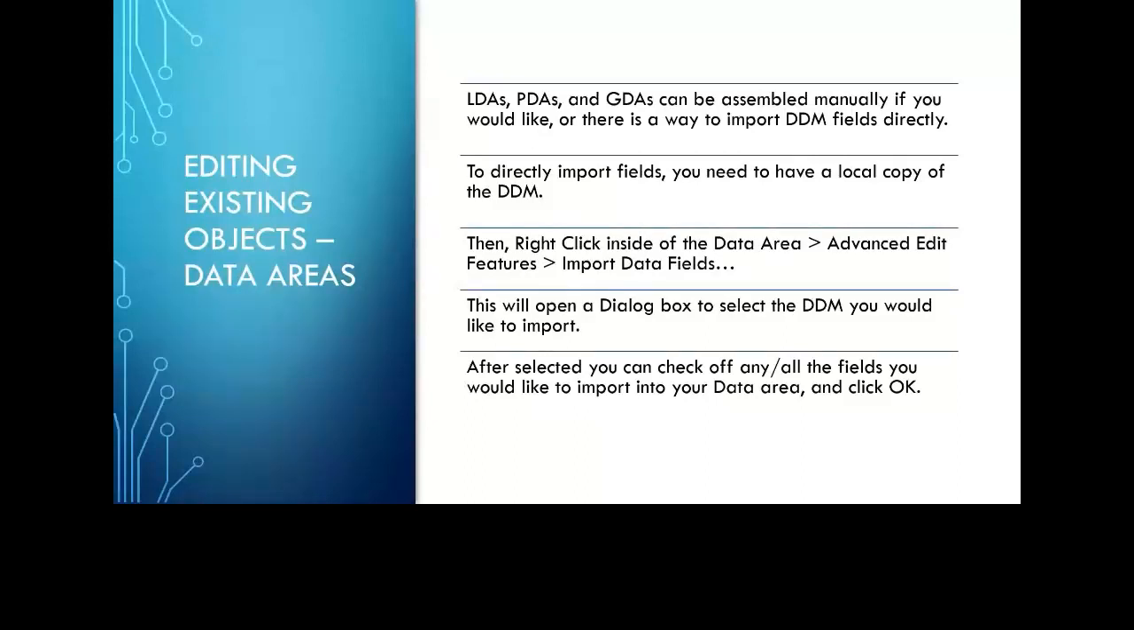So to directly import the fields, you need to open a local copy of a DDM. And that's fairly easy. You do it through the Natural server. You just find it in the library and you're good to go. So then you right click inside of that data area and go to Advanced Edit Features, and there's an Import Data Fields option. From there, it'll open up a dialog box to select the DDM you want to import.